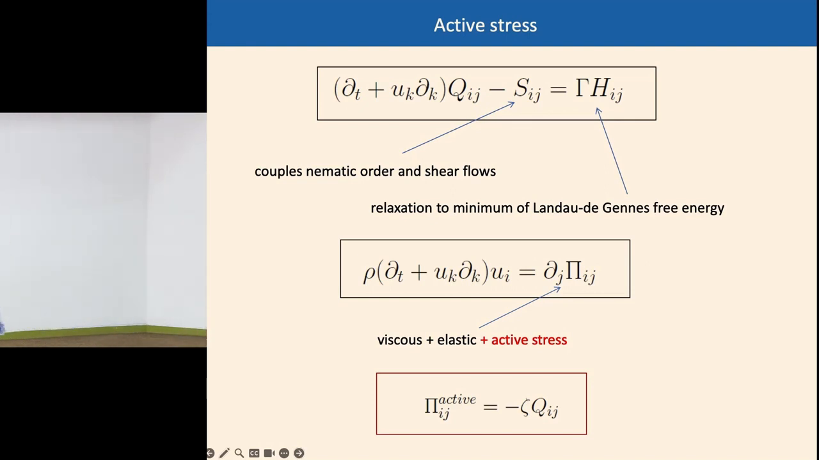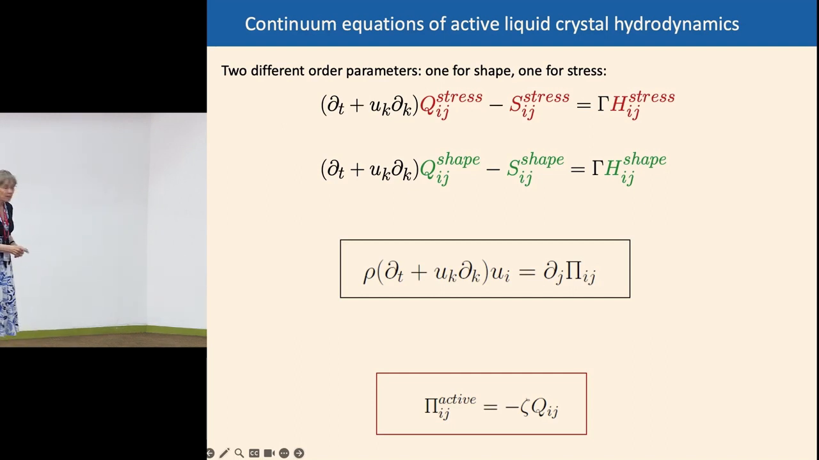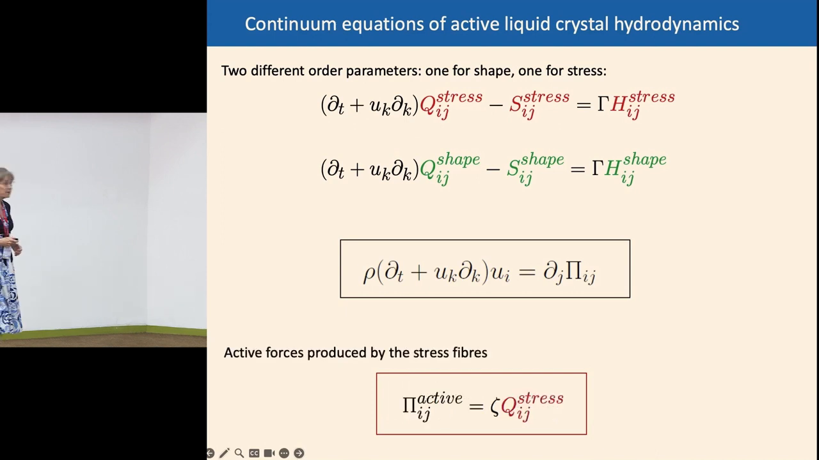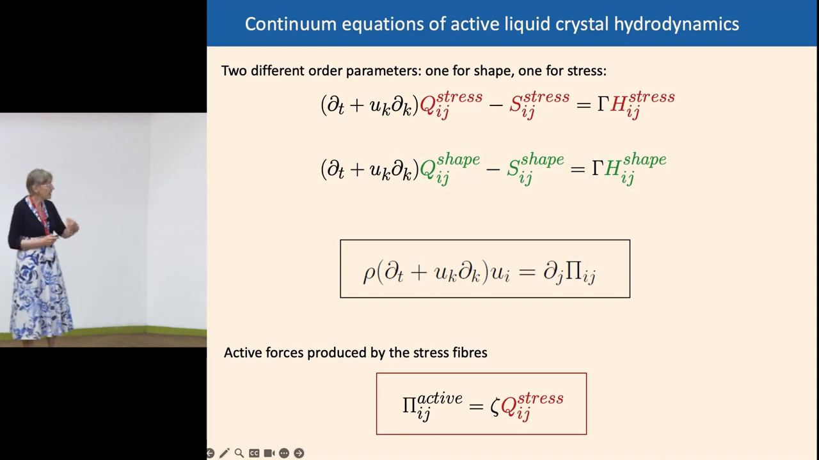Well, first of all, we now have 2 directors and 2 order parameters. So we're going to need 2 different equations, one for the stress director, the stress order parameter, and one for the shape order parameter. Okay? And they're both going to look the same. Then we can't have that Q here. What do we do with this Q here? Well, it's the stress which is causing the flow, so let's make this the stress order parameter. The two equations are coupled by the flows, because the flows act on both stress and shape.